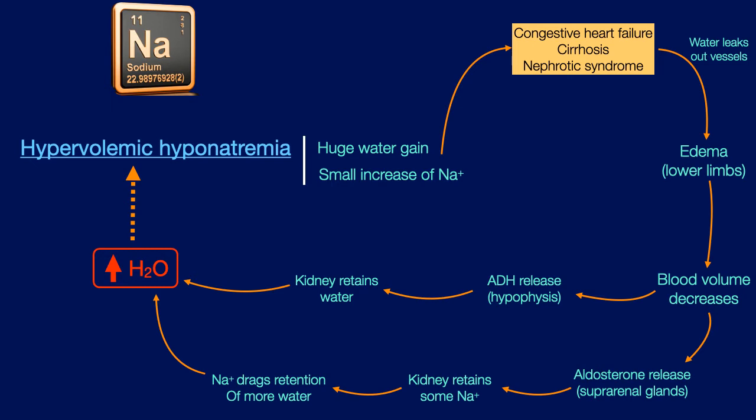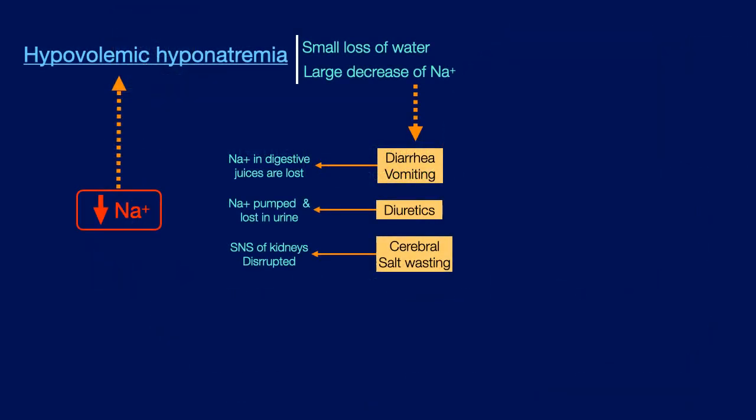But remember that since water follows sodium, the body ends up retaining even more water as well. So ultimately, you can see that there is a large increase in water, but only a small increase in sodium, and this leads to hyponatremia. The second category is hypovolemic hyponatremia, where there's a small decrease in total body water and a large decrease in total body sodium. In other words, you are losing more sodium than you are water.